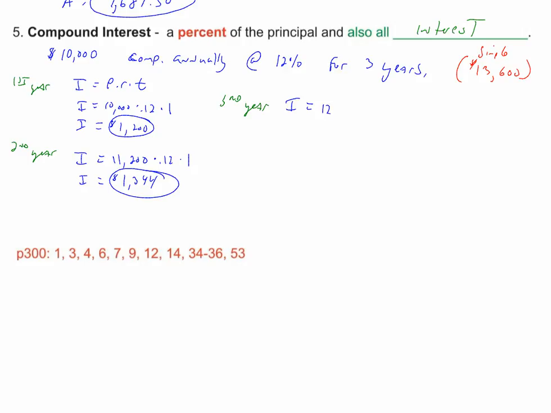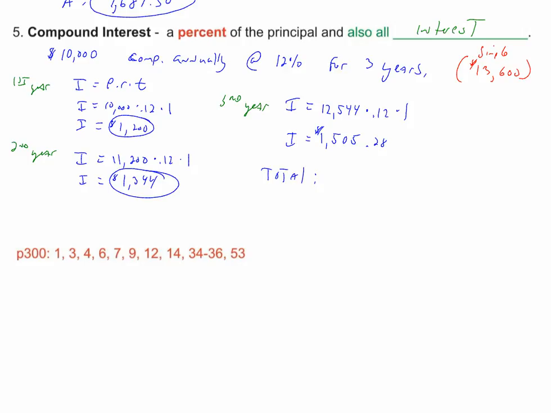It is now $12,544 times our rate, 0.12, times now again a year, because it's now the third year. So 12,544 times 0.12 times 1. Julia, do you have that number? $1,505.28. Agreed? Okay.